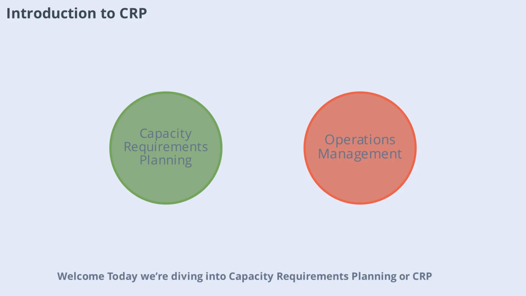Welcome. Today we're diving into capacity requirements planning or CRP, a crucial concept in operations management. CRP helps organizations determine if they have enough resources like machines, labor, and time to meet production goals. By understanding CRP, companies can avoid bottlenecks, reduce delays, and ensure a smooth workflow.